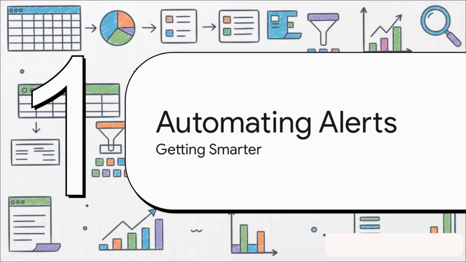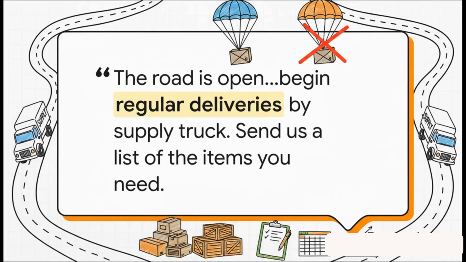But now it's time to get smarter. It's time to get ahead of the problem. We need to go from just reacting to emergencies to proactively managing our entire stock. And look at this. Great news. The roads are open, which means regular supply trucks. No more risky parachute drops. The director now needs a regular reorder list from us. This is fantastic, but it also means we need a new system.